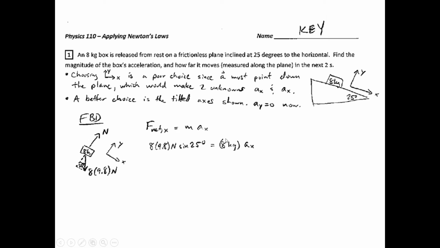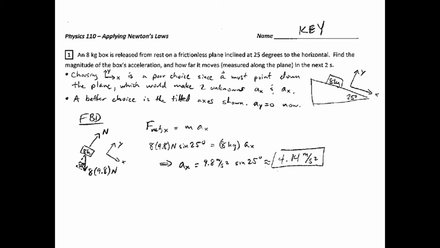The nice thing is that there's a common factor of 8 which can cancel out here, and so the acceleration is just 9.8 times the sine of 25 in meters per second squared in SI units. So when I calculate that, that's 4.14 meters per second squared. That kind of makes reasonable sense.